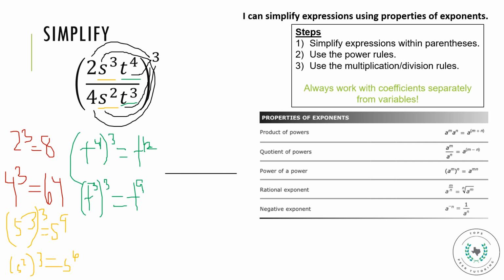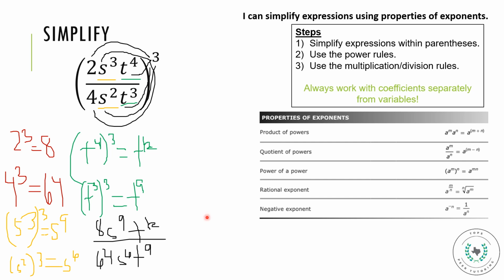So remember, we have our 2 became an 8. Let me write this down here rather. We have our 2 that became an 8. s^3 became s^9. And t^4 became t^12. Our 4 became a 64. s^2 became s^6. And t^3 became t^9.